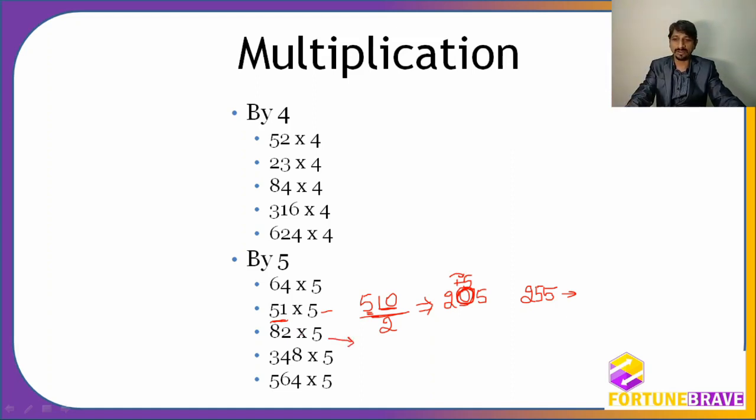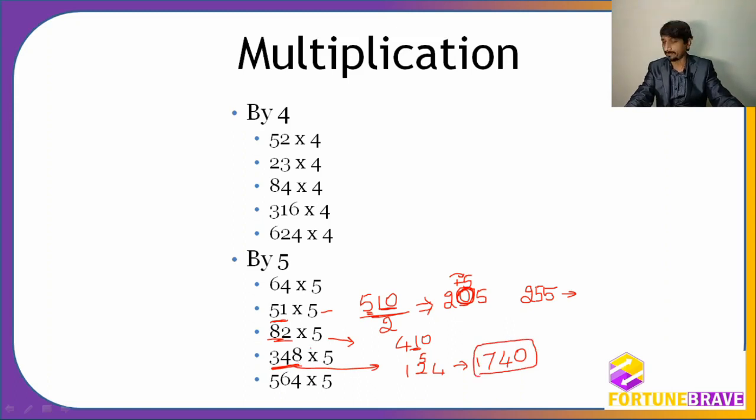So 82. What will I do now? Now 410 direct. 41 is half of this, add also. 348. 348, halve it because it's an even number. 48, see here. 48 half is how much? 24. Now 3 half is 1.5. So 5 will go here. So this will become 174. Now add a 0. This is the answer for 348 into 5.